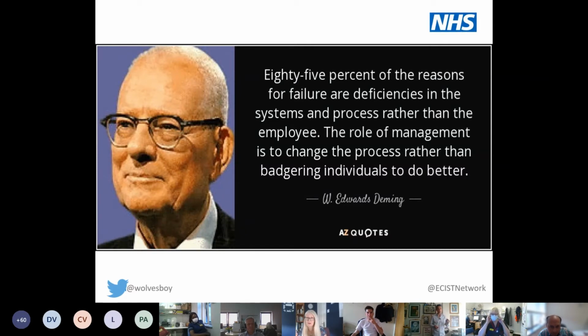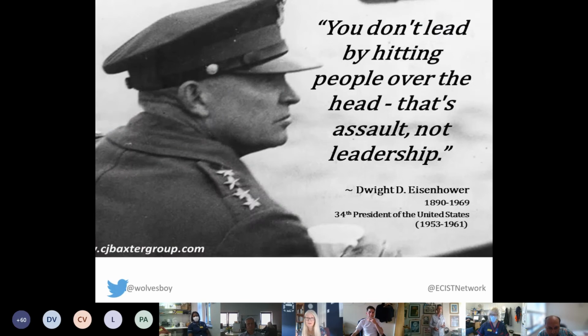But the people in those processes often find themselves in a situation where they're working in a poor process, and they're frustrated by the waste and the delays that happen. I'm sure you all experience that in one shape or form or another through your world. So if we start to judge it based on the people, not the process, we're into different territory. And as Eisenhower says here, you don't lead people by hitting them over the head. That's assault, not leadership.